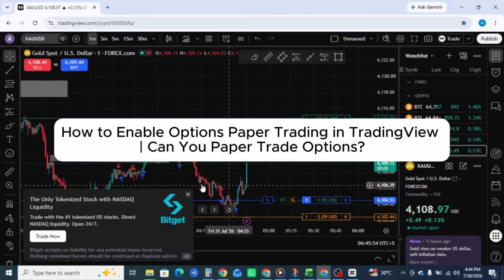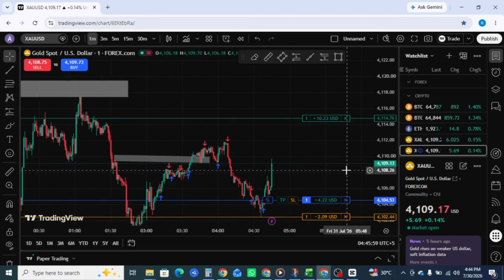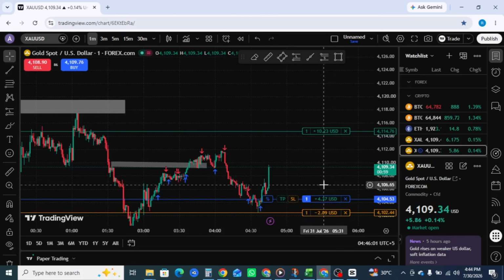How to enable options paper trading in TradingView. Can you paper trade options? In this video, I am going to answer a common question. Can you enable options paper trading in TradingView?